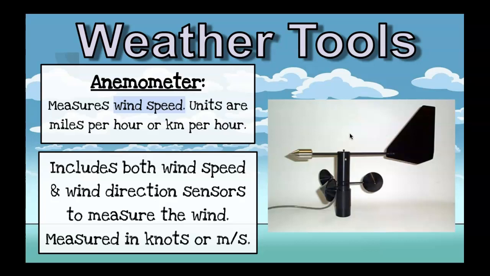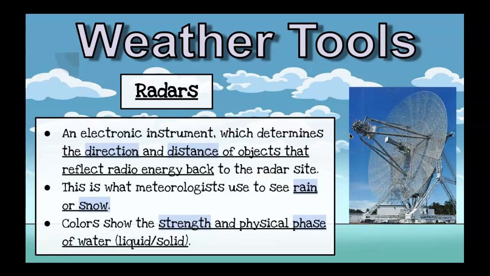Anemometers can measure wind speed and direction because it has sensors in it. It spins, and the way it spins is how fast it's going, and the sensors dictate the direction that the wind is moving. The next weather tool is a radar, and radars are electric instruments that determine the direction and the distance of objects that reflect radio energy back to the radar site.